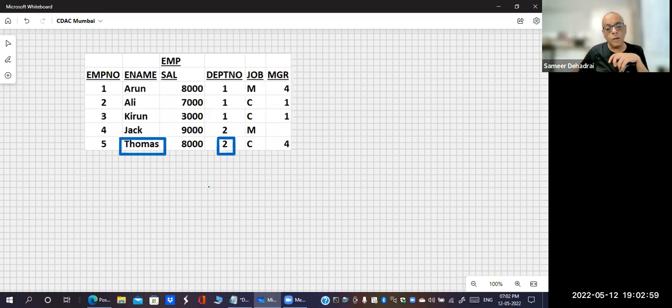Because in MySQL, it creates a problem in read and write consistency. You cannot update or delete from a table from which you are currently selecting.